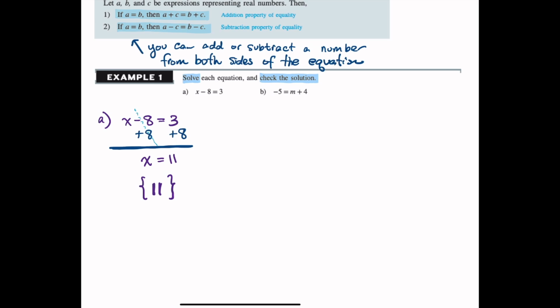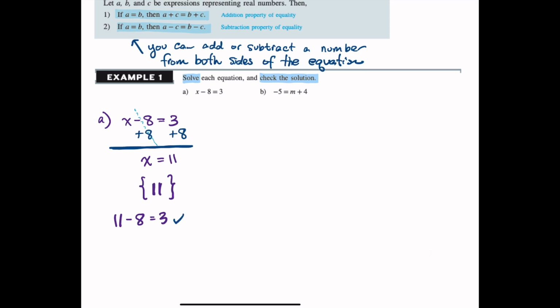And if you go back and look at the top, this can count as checking the result. We had x minus 8 equals 3. If we want to check it, we can go back in and plug it in. So since x equals 11, I can replace the x with the 11. 11 minus 8, that is indeed equal to 3. So that would be checking our solution.